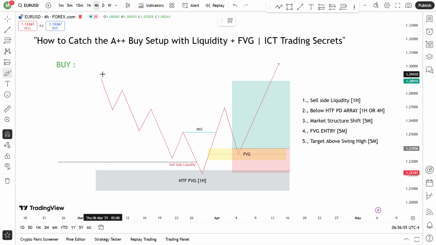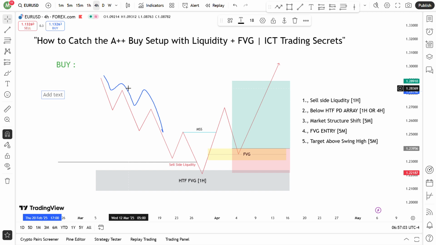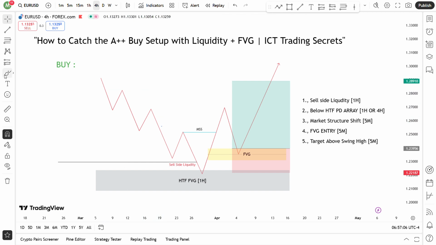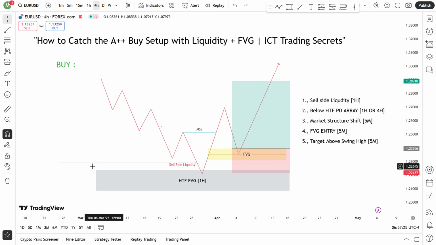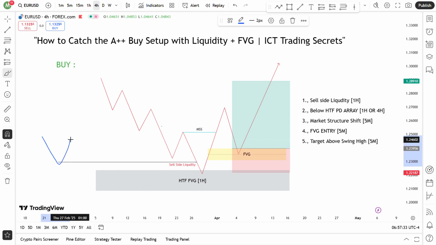First, we need to see the market in a downtrend. We can see the market is going downtrend, making lower lows. What we are waiting for here is for the market to break this liquidity, which means the market should create something like this previous low, known as the previous low. When the market takes this liquidity, after that the market should come to some PD array, which is a higher time frame PD array, below the sell side liquidity. So first we need to find this scenario.